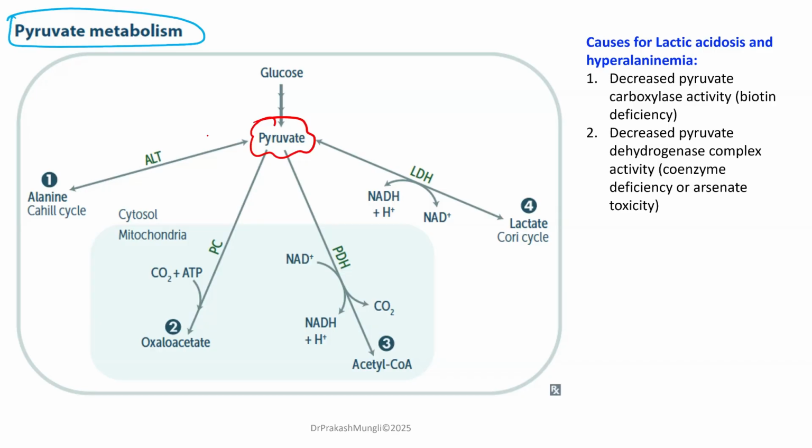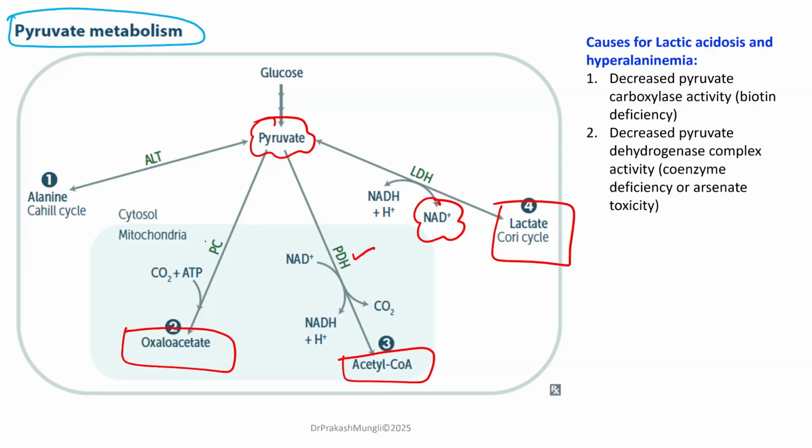Pyruvate coming from glucose, going into lactate, that is anaerobic glycolysis, to regenerate NAD plus, the Cori cycle, and then pyruvate going into acetyl-CoA by pyruvate dehydrogenase complex. We have studied that. Pyruvate going into oxaloacetate by pyruvate carboxylase. PC here is pyruvate carboxylase, acetyl-CoA, biotin, and all that we have seen. And pyruvate going into alanine formation by alanine transaminase.